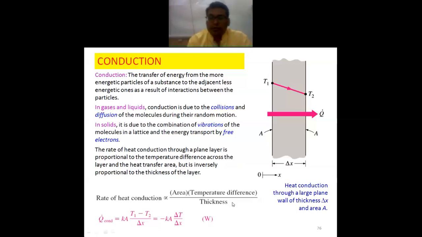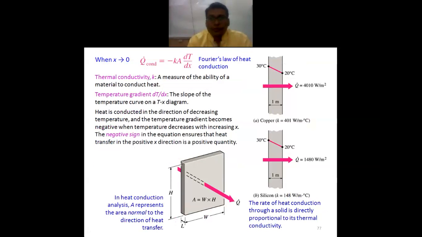So our general heat conduction equation is Q equals kA dT upon dx, which is the rate of heat conduction, with units of watts. It is equal to k, the thermal conductivity in watt per meter Kelvin, A, the area in meter square, the temperature difference in degrees Celsius or Kelvin, and the thickness in meters. So this is nothing but our Fourier law of heat conduction.